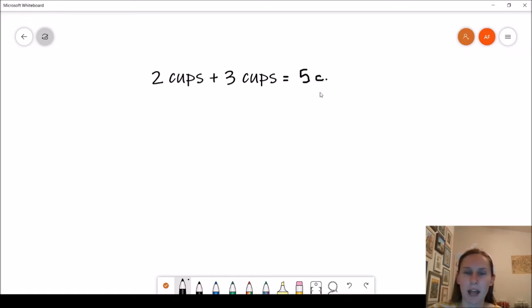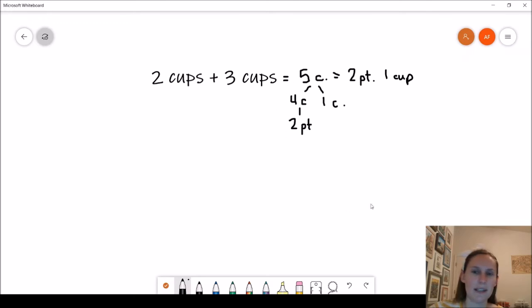Now with these 5 cups, I can make some pints because I know it only takes 2 cups to make a pint. So with 5 cups, I could use a number bond to decompose this as 4 cups, which will make 2 pints, because 2 cups makes 1 pint, so 4 cups makes 2 pints, and 1 cup. So in all, my sum will be 2 pints and 1 cup. I'm going to be using number bonds a lot during this lesson to regroup and convert my units.